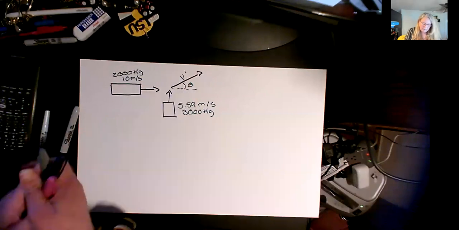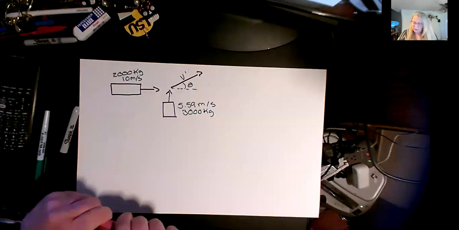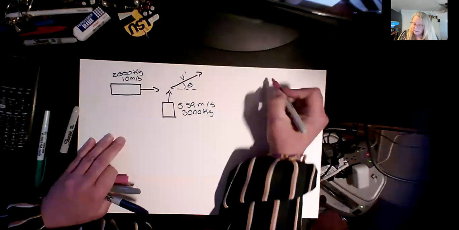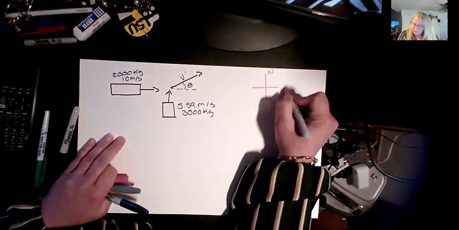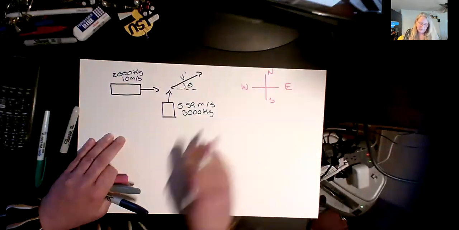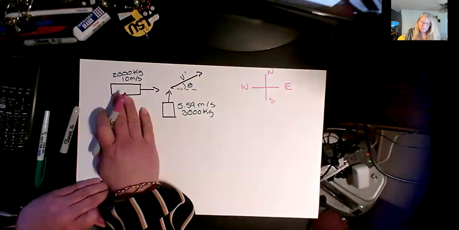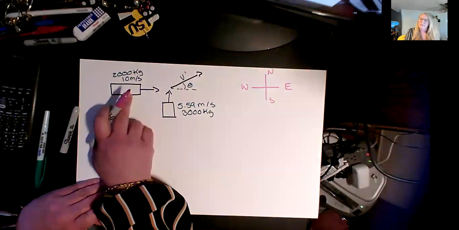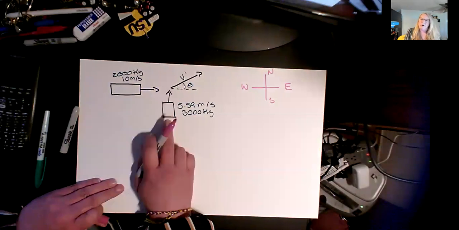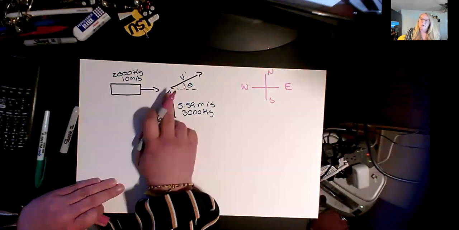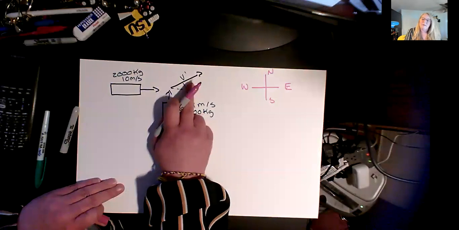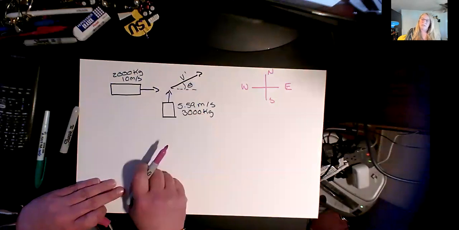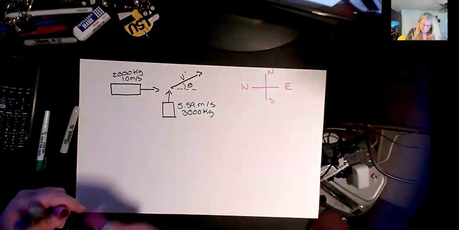So we want to remind ourselves of a couple of things. The way we can look at this is I can change this into an XY coordinate system, or oftentimes you'll see this, the north, south, east, west. So this car is going 10 meters per second eastbound, and this car is going 5.5 meters per second northbound. So we want to know what the final velocity and the angle of that collision is after they hit.